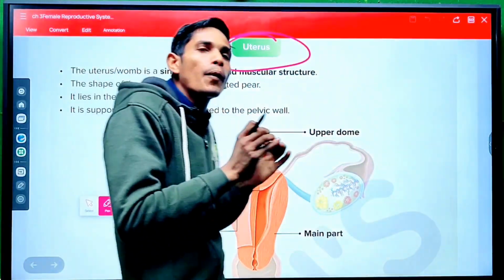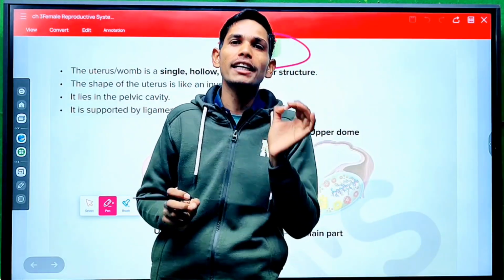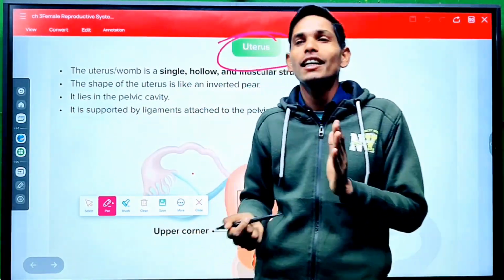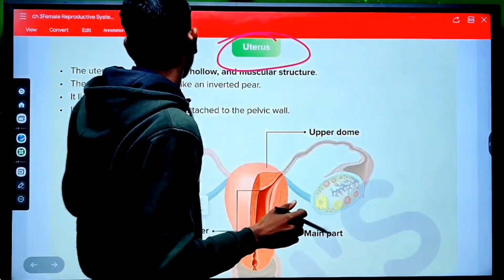The uterus is the female reproductive part. This part is important among the reproductive organs in the female body. So, next one, move on.